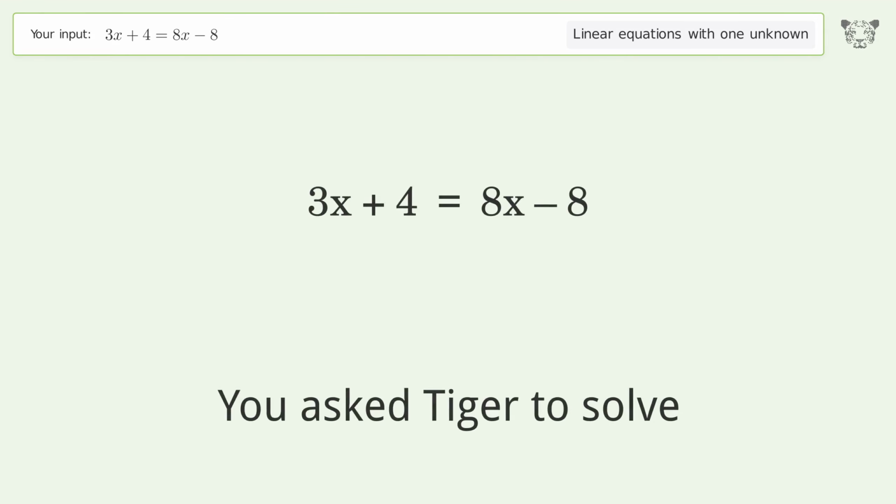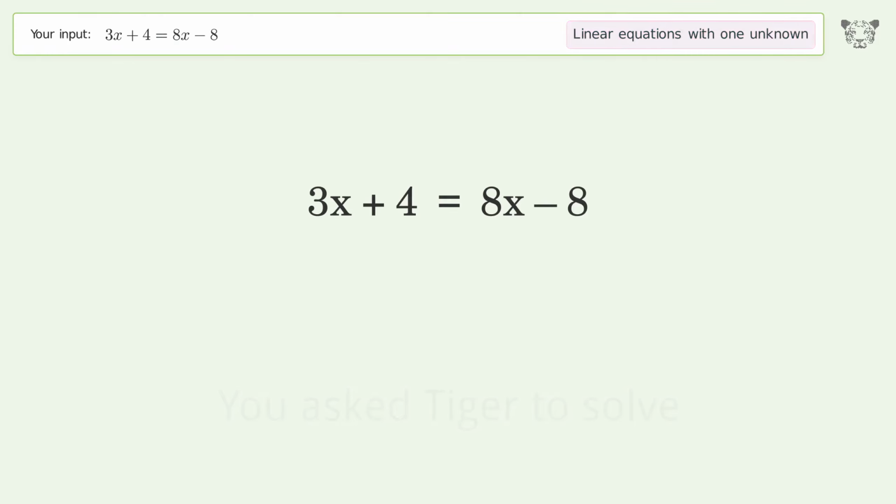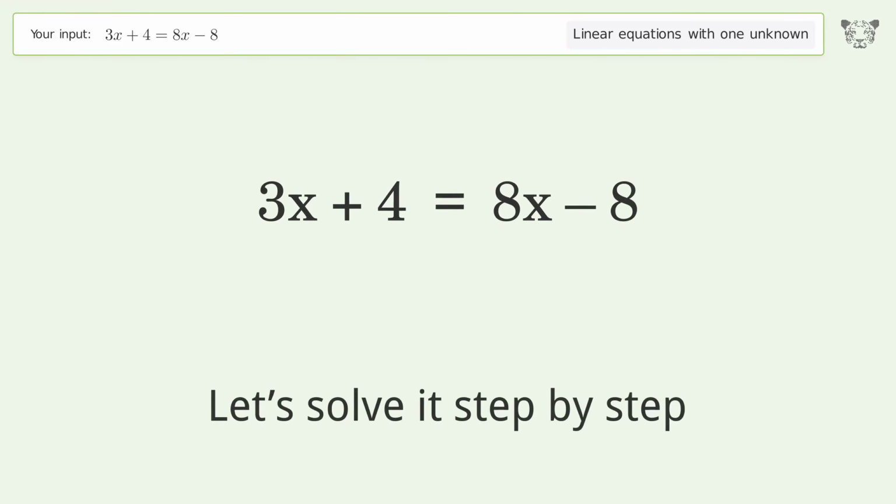You ask Tiger to solve this. This deals with linear equations with one unknown. The final result is x equals 12 over 5. Let's solve it step by step.